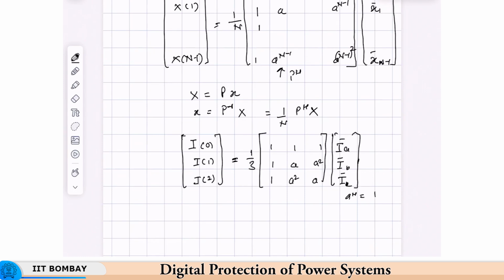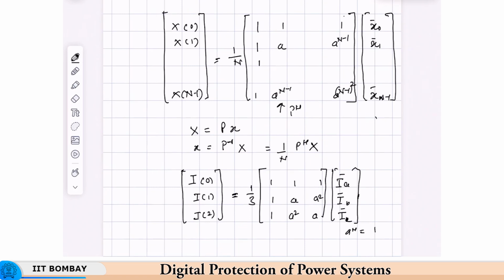Though we are familiar with this three-phase form, Fortescue's original paper, as we mentioned in the discussion on symmetrical components, was for n-phase systems. So this expression here is still very much valid. It's only that we are more familiar with this expression here.